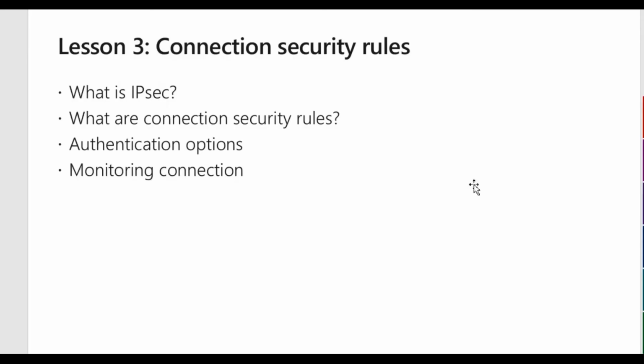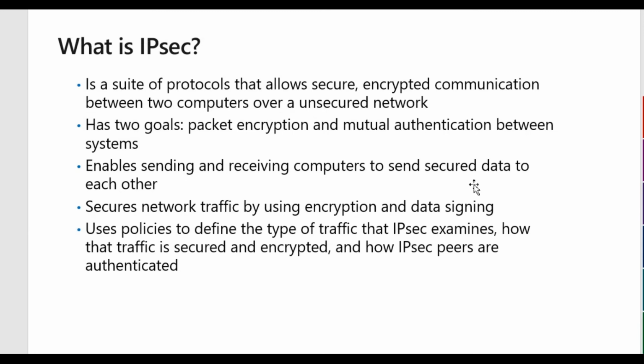Now connection security rules, this is something we have in Windows 10 machines. Under this one, we're going to discuss what IPsec is, what connection security rules are, authentication options, and monitoring connections. So what is IPsec? IPsec is a suite of protocols that allows secure encrypted communications between two computers over an unsecured network, and has two goals: packet encryption and mutual authentication between systems.